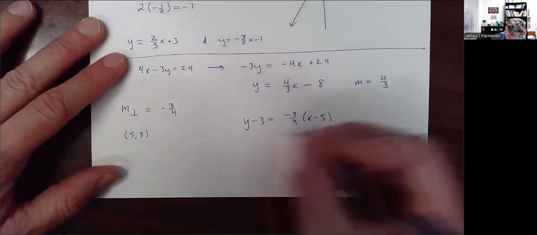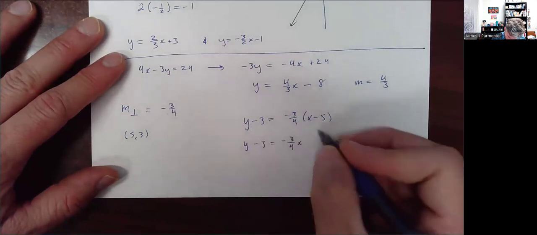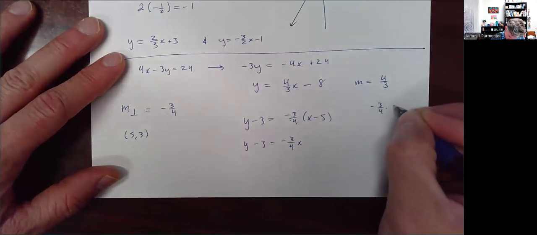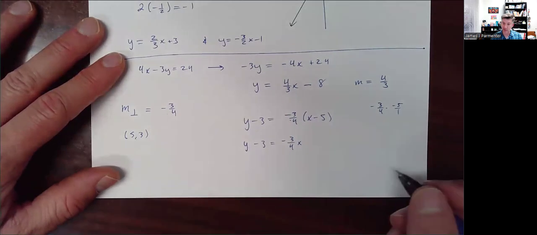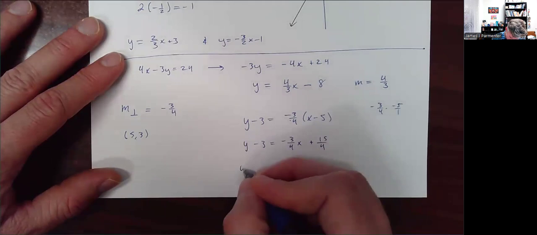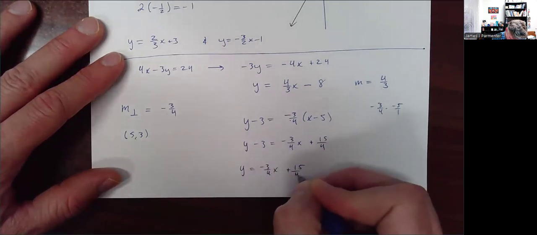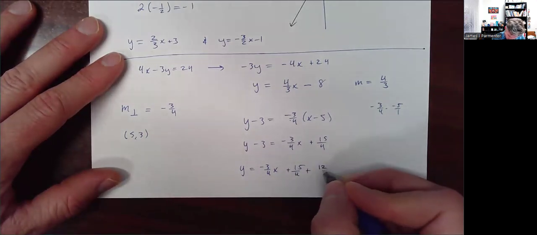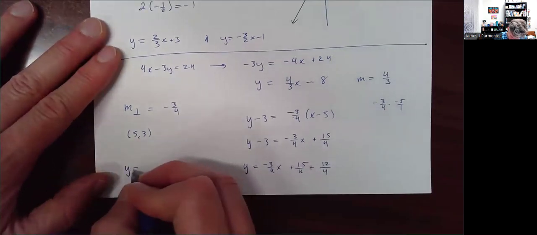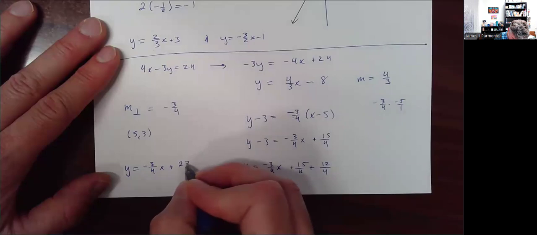So I have y minus 3 equal to -3/4 times x. -3/4 times -5 is -3/4 times -5/1, which is 15/4, and it is positive. I'm going to add 3 to both sides. So y equals -3/4 x plus 15/4 plus 3, which is 12/4. And then I'm going to simplify and get finally y equal to -3/4 x plus 27/4.